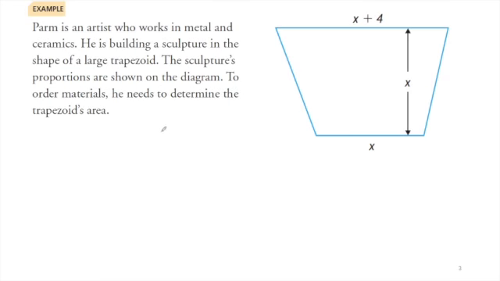So here's an example of a word problem where you're going to have to end up using the distributive property. So Parm is an artist who works in metal and ceramics. He is building a sculpture in the shape of a large trapezoid. So you can see the trapezoid there. The sculpture's proportions are shown on the diagram. To order materials, he needs to determine the trapezoid's area.